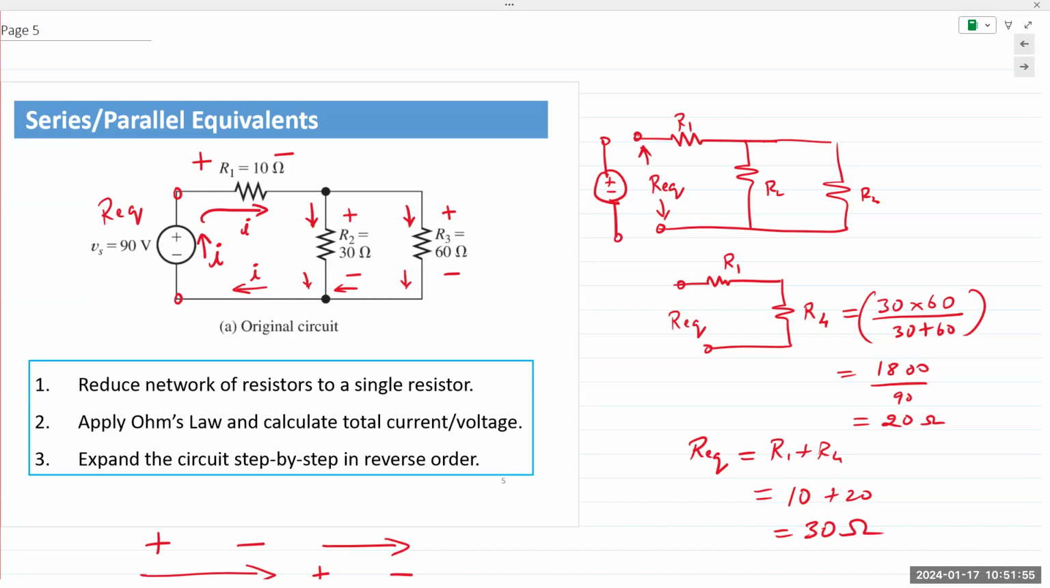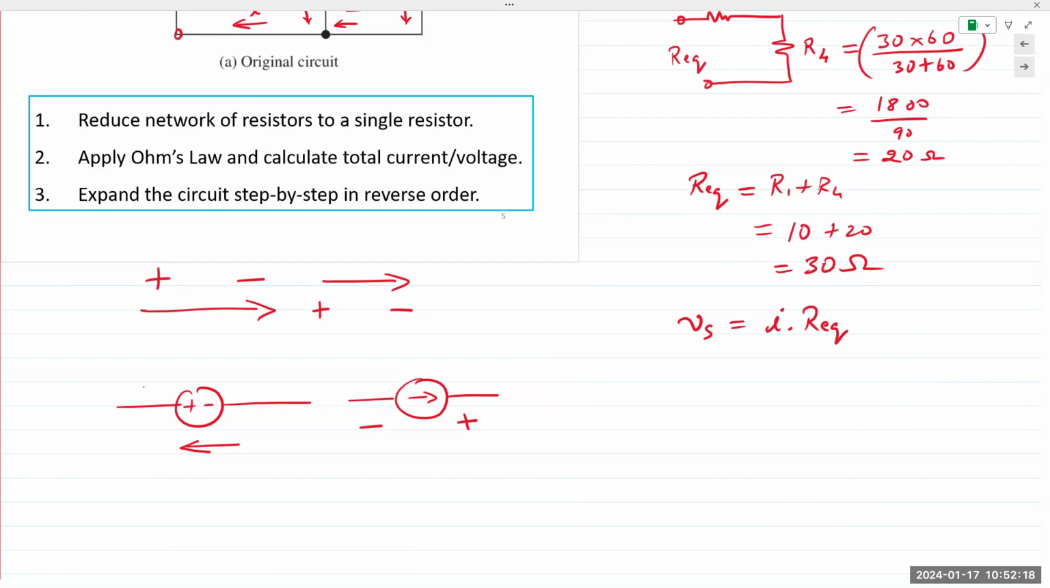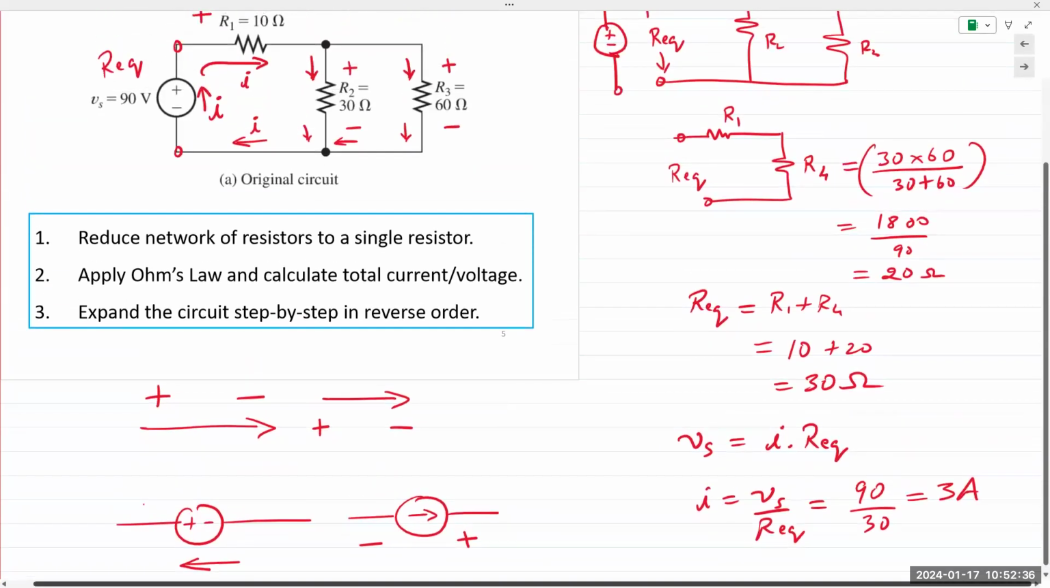All right, so where was I? Oh, Req. So we now took our network of resistances and reduced it down to one single resistance. Okay. So V equals IR. I have Vs equals I times Req. So I can find I, plug in the values. What was it? 90 volts. Gives me 3 amps. That's the second step, when you apply Ohm's law.